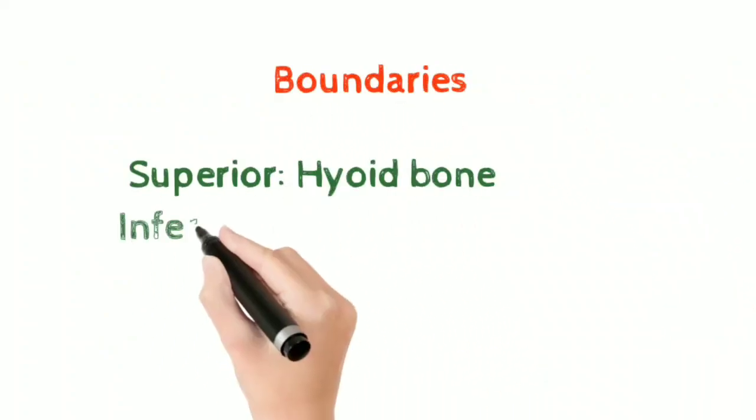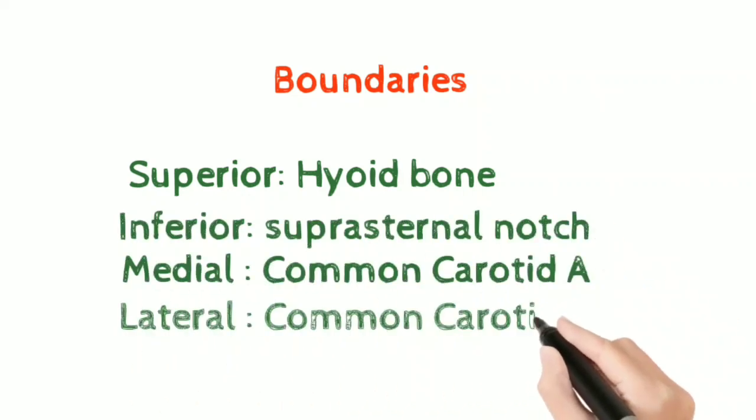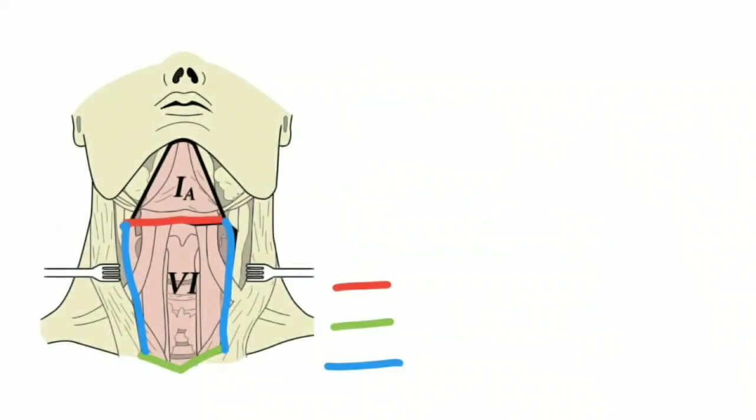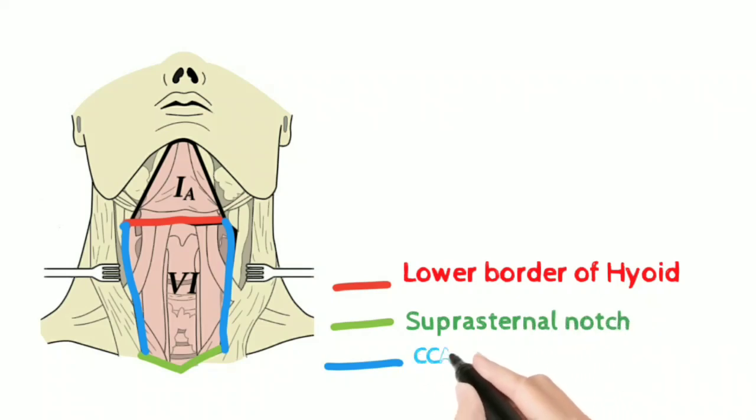Superiorly, it is bounded by the hyoid bone, inferiorly by the suprasternal notch, and on both sides, medially and laterally, by the common carotid artery. Now let's look at the picture. Superiorly by the hyoid bone, inferiorly by the suprasternal notch, on both sides by the common carotid artery.